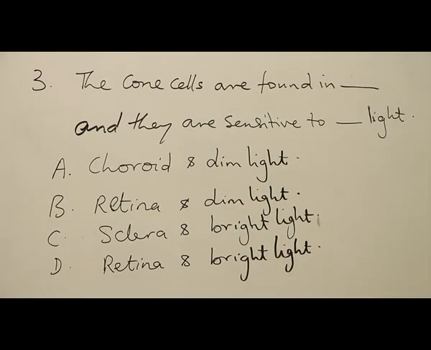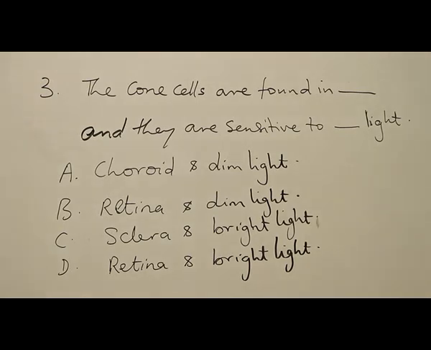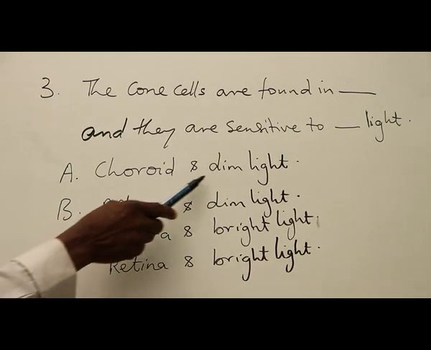Number three, the cones are found in dash and they are sensitive to dash light. These are special cells found in retina of the eye. We have two types, the cone cells and the rod cells. Now, the cone cells are sensitive to color, and very active in bright light. So let's see the option that fits the position of cone cells and what type of light it works with. A, choroid and dim light.